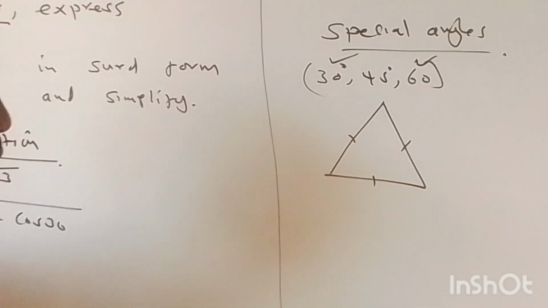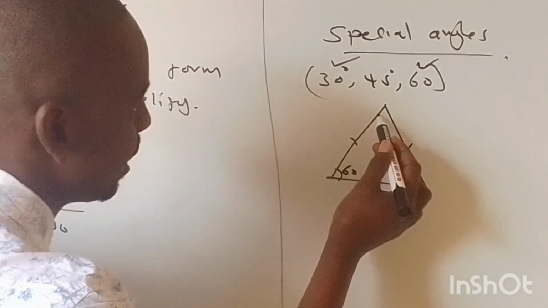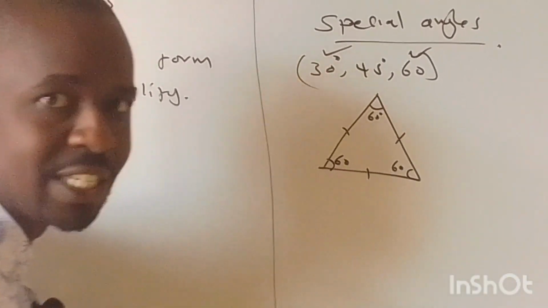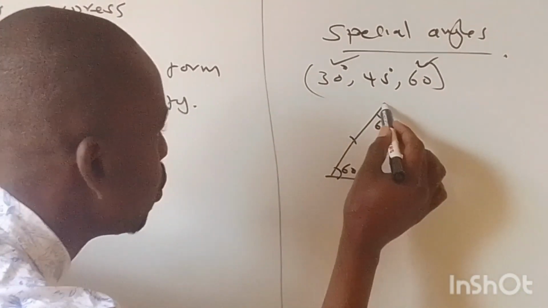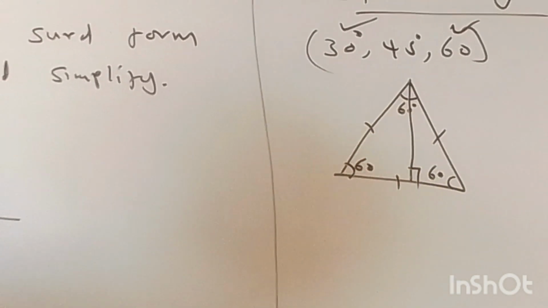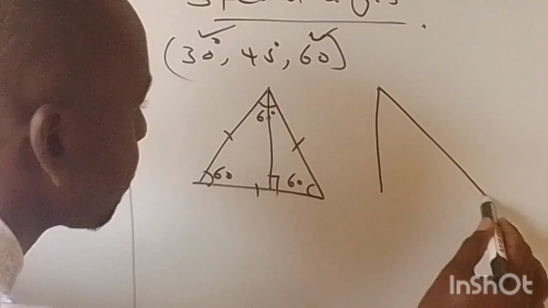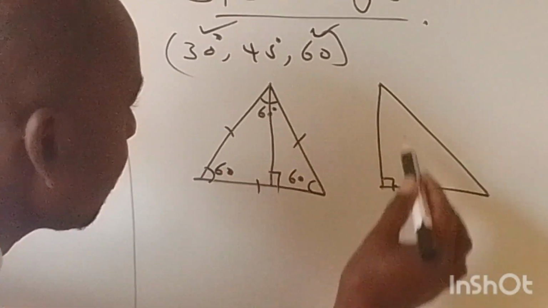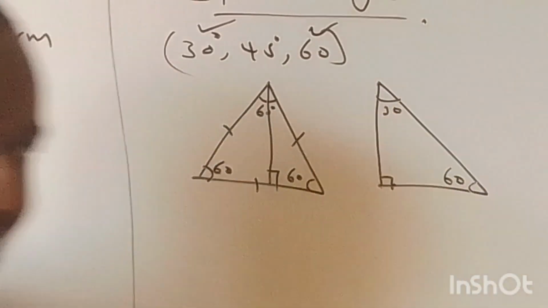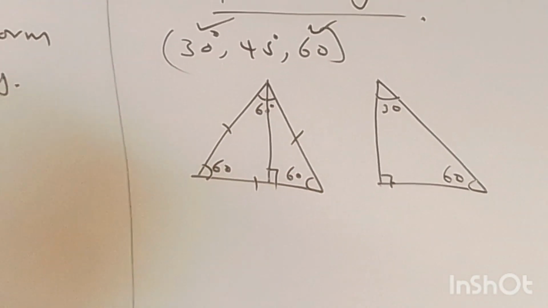Because we know in an equilateral triangle we have 60 degrees. This part also is 60 degrees. This also is 60 degrees. But when we divide it into two equal parts, which is now a right angle triangle, then we have this angle now is 30 and this angle now is 60. Now you can see that 30 and 60, we have achieved it already.